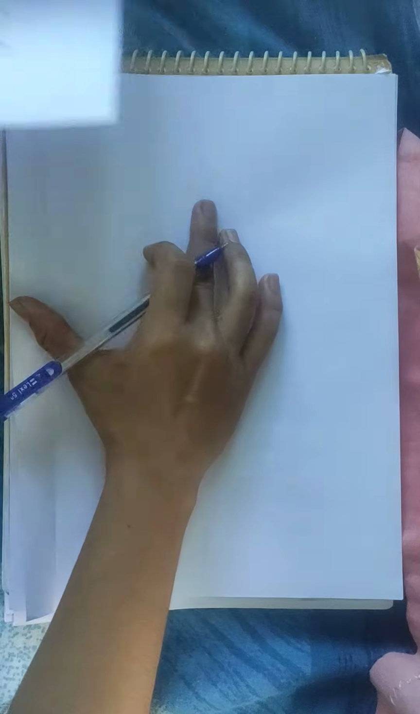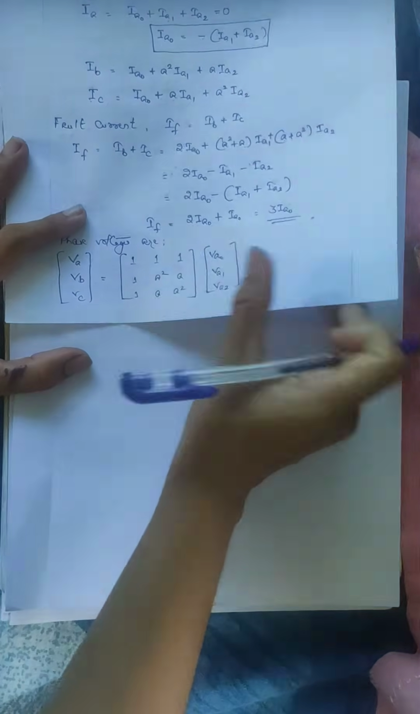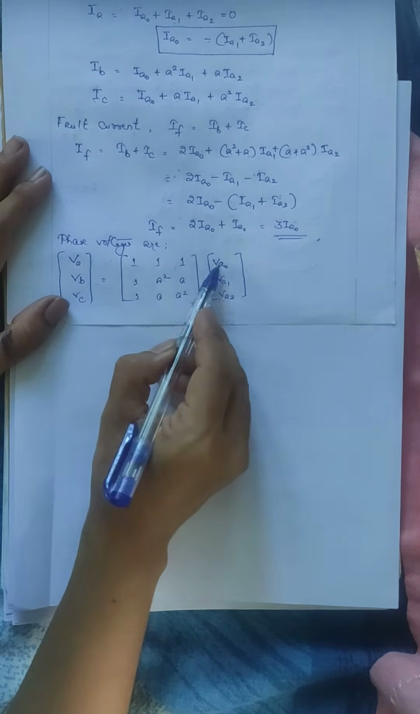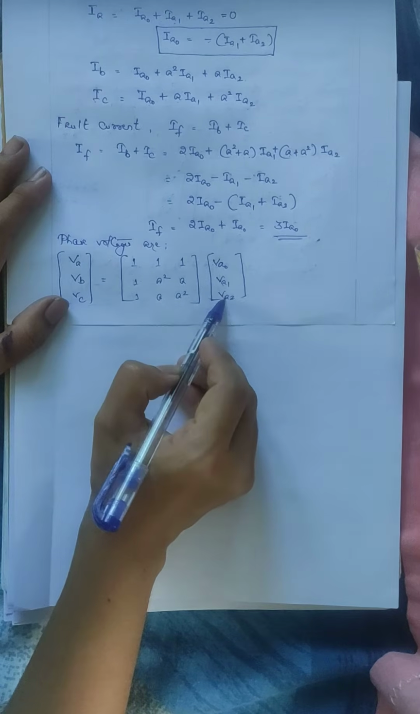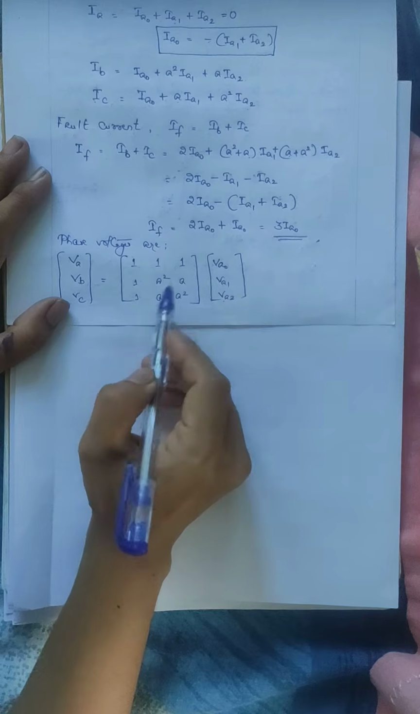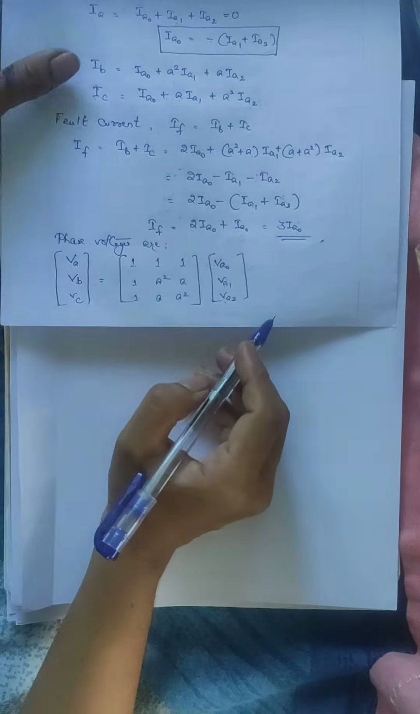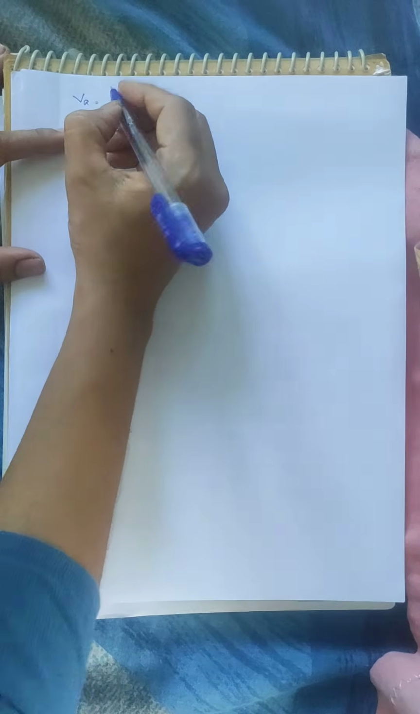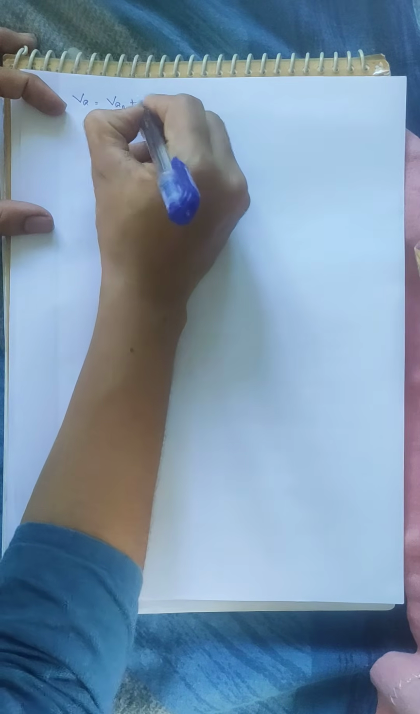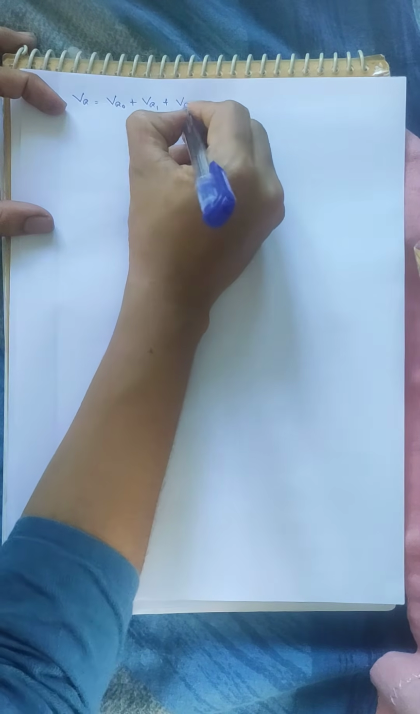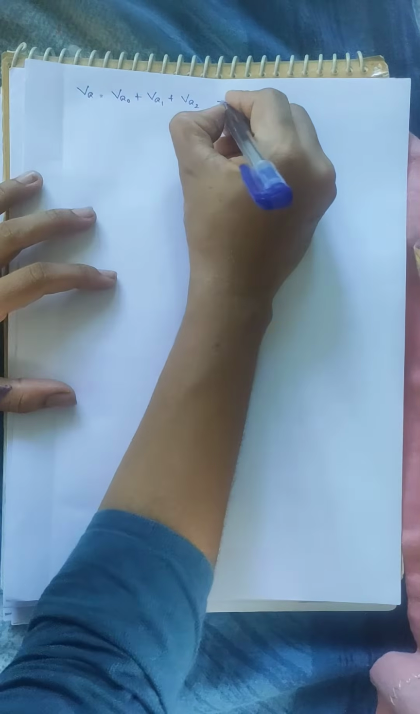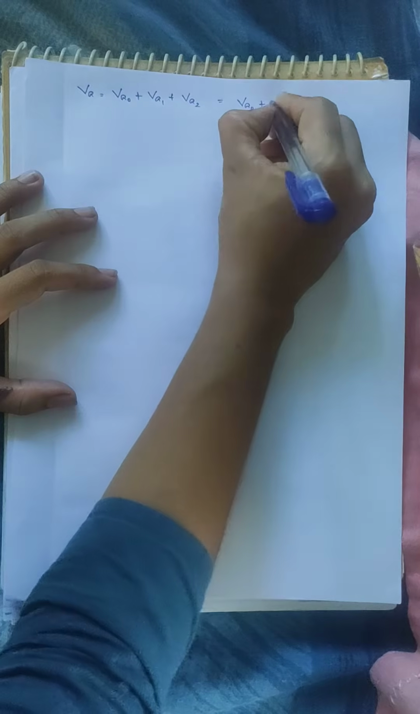Okay. So see here, VA will be equal to VA0 plus VA1 plus VA2. VB is equal to 1 into VA0 plus A square into VA1 plus A into VA2. Similarly, VC is VA0 plus A into VA1 plus A square into VA2. So let us write it. VA is equal to VA0 plus VA1 plus VA2. And we already got this relationship, that is VA1 is equal to VA2. So this will be VA0 plus 2 times VA1.